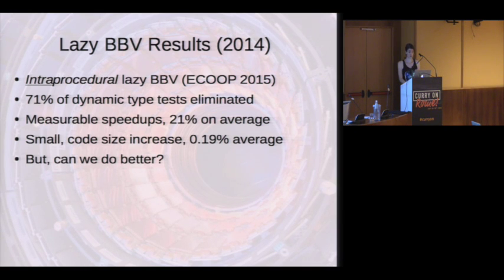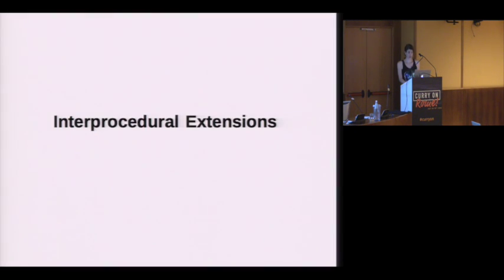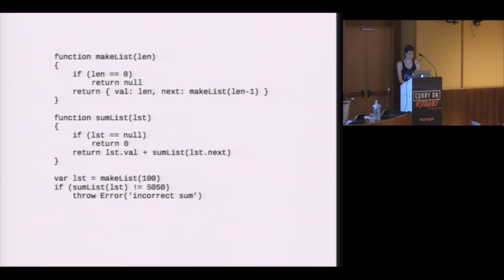But can we do even better than this? Well, today I'm going to present our extensions to make basic block versioning interprocedural. So if we look at a simple example like this, we have two recursive functions, a function makeList, which generates a linked list of integers, and a function sumList, which computes the sum of integer values in such a linked list.